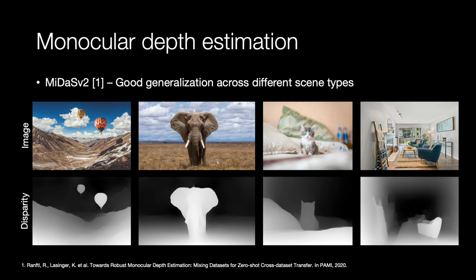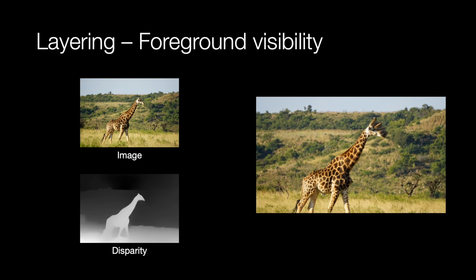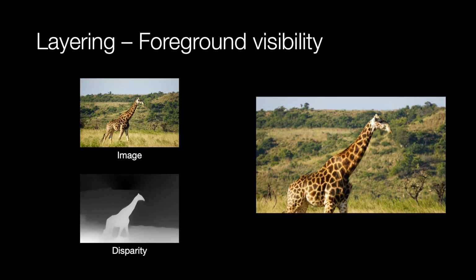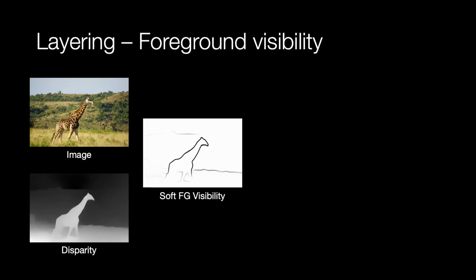For depth estimation, we use MiDaS, a state-of-the-art depth estimation network that provides excellent generalization to a wide range of scene types. To understand our soft layering, consider this input image and the corresponding disparity. If we render novel views using this image and depth directly, we'll see stretchy triangles where there are big changes in depth. To avoid these stretchy triangles, we compute soft foreground visibility at each pixel using disparity edge magnitudes.